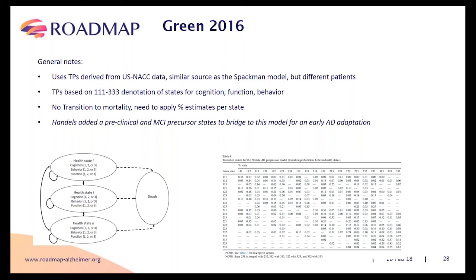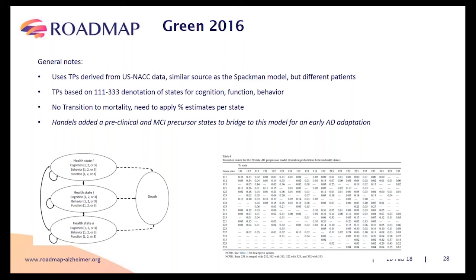And this is a similar source as the Spackman model, which you would have seen listed in the list of models. And you'll notice that the transition matrix is looking at state to state transitions, but does not include mortality estimates. This is something that will need to be applied per state as a reduced number of patients in the state from the prior state because they died. So you don't necessarily have transitions to death that you'd be modeling, but you would have transitions between states.